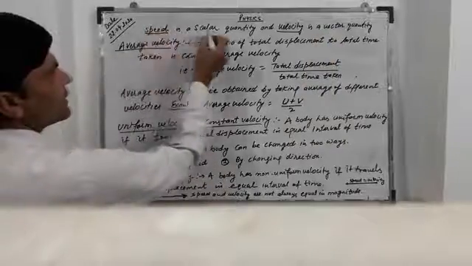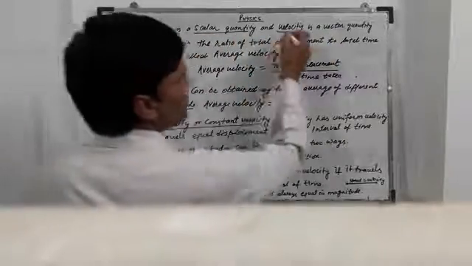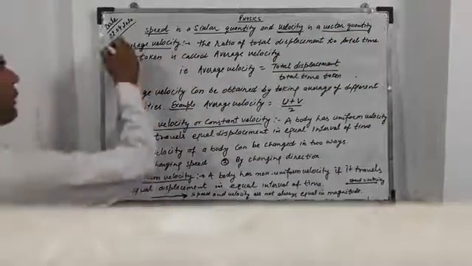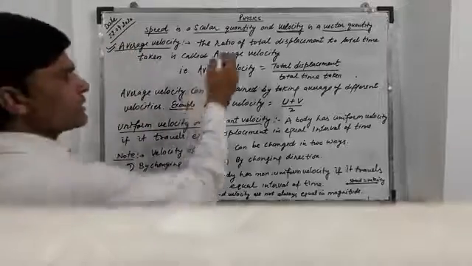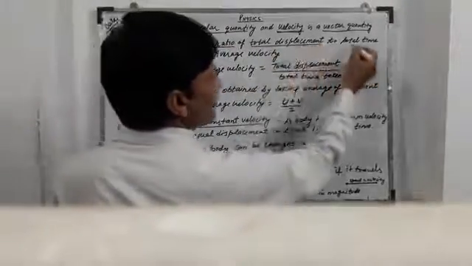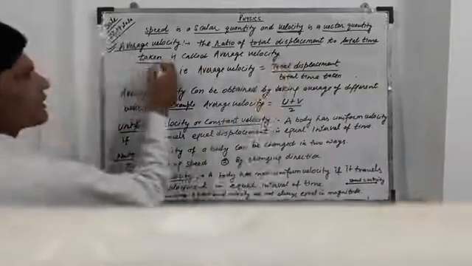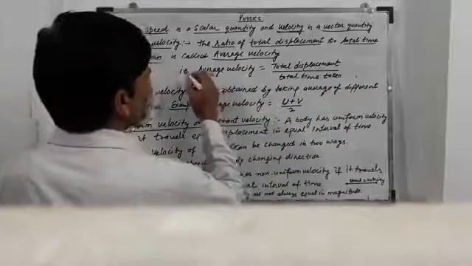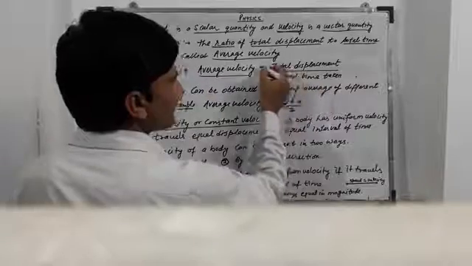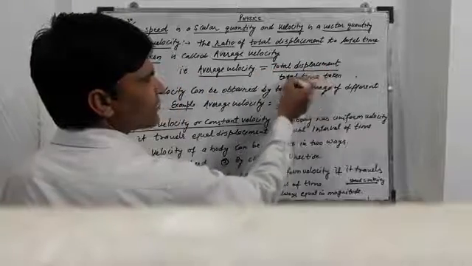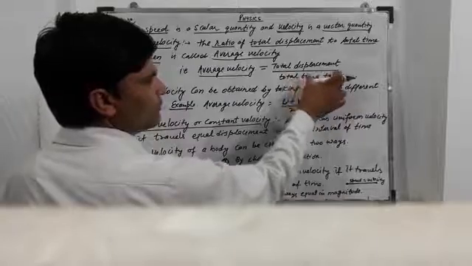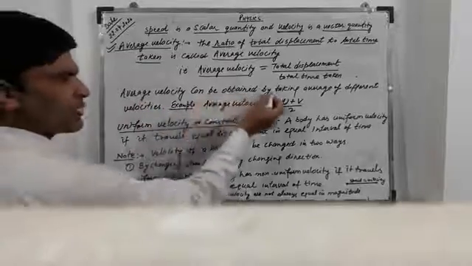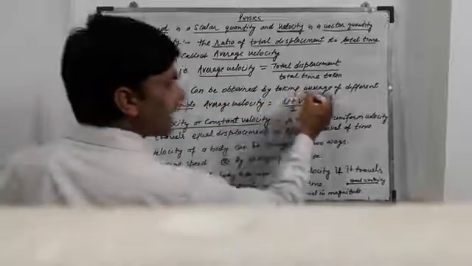So, speed is a scalar quantity and velocity is a vector quantity. Now, average velocity. The ratio of total displacement to total time taken is called average velocity. That is, average velocity is equal to total displacement divided by total time taken.